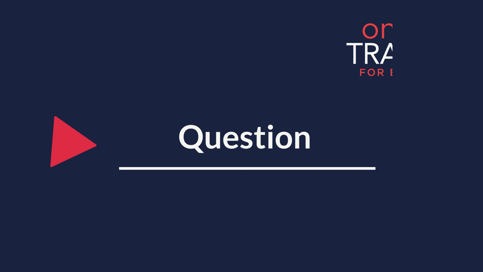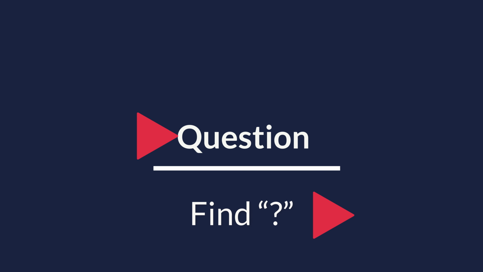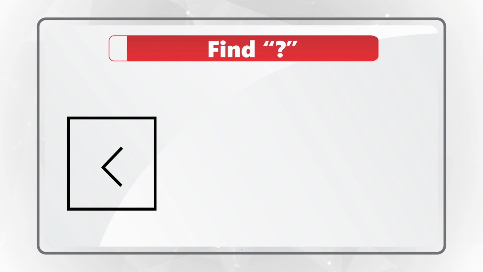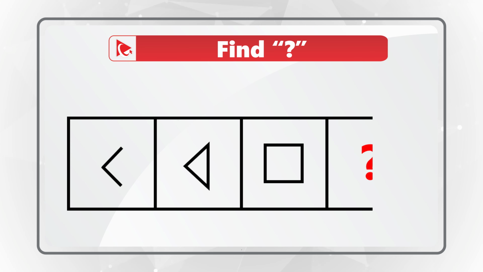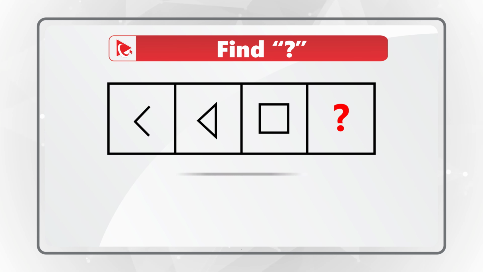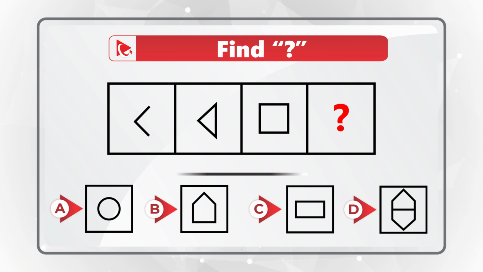Here's a wonderful question to test your analytical skills. You're presented with the series of shapes in the boxes. The first box has the arrow pointing left. Second box has triangle pointing left. Third box has a square. And then comes the box with the missing shape. You have 4 different choices to choose from. Choices A, B, C, and D. Do you see the answer?